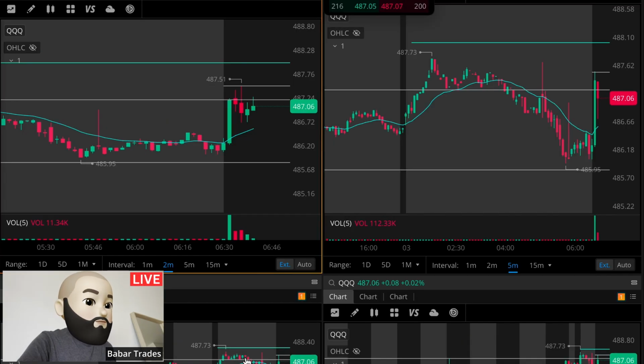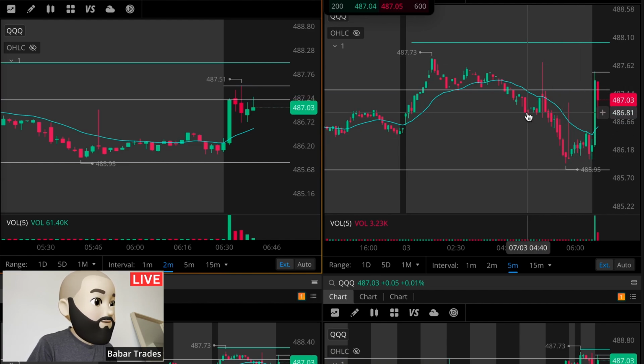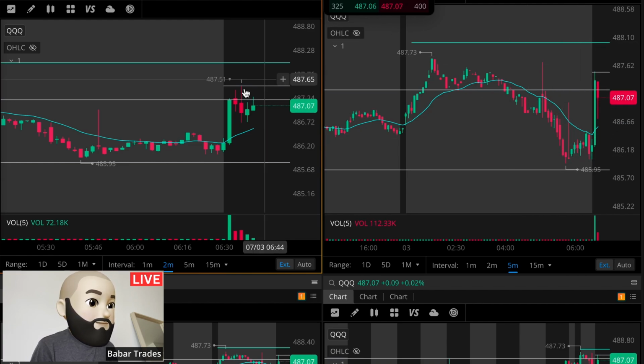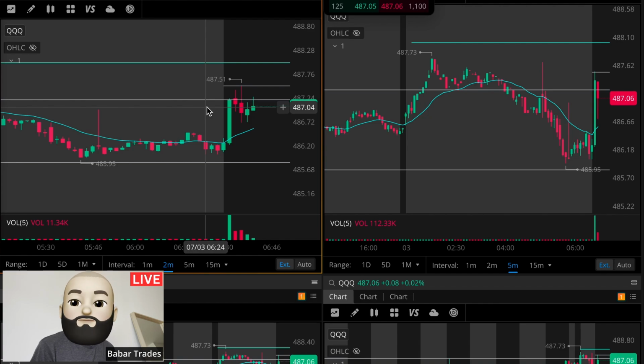The market's a bit strong today, especially because of the daily. Watching the QQQ 2-minute here. And the 5-minute, I want to see how it closes in the next 40 seconds. It is a shorter day for the market because tomorrow the market will be closed for 4th of July.